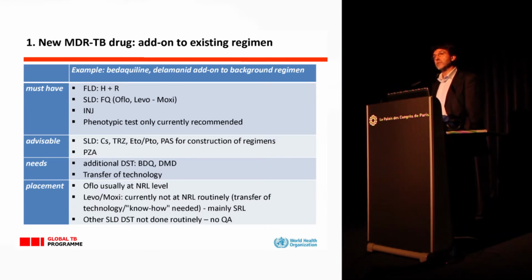Presently, ofloxacin drug resistance surveillance is usually done at national reference laboratory level. And the LEVO and MOXI, it's usually not done at the NRL routinely. It's mainly done at the super reference laboratory level. So there is a transfer of technology and know-how which is needed and that can be transferred, but we need to make sure that it is being done. And for the other second-line drug DST, I mentioned here for the group 4 drugs mainly, the DST are not done routinely, and there is a problem of quality assurance.